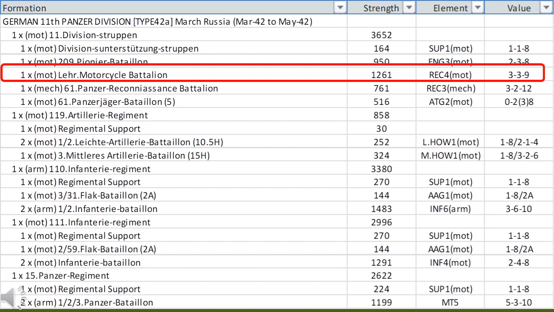This was beginning to diverge from the official structure. The motorcycle battalion was significantly beefed up in this division. The flak battalion was missing at divisional level, but was instead directly distributed to the regiments.